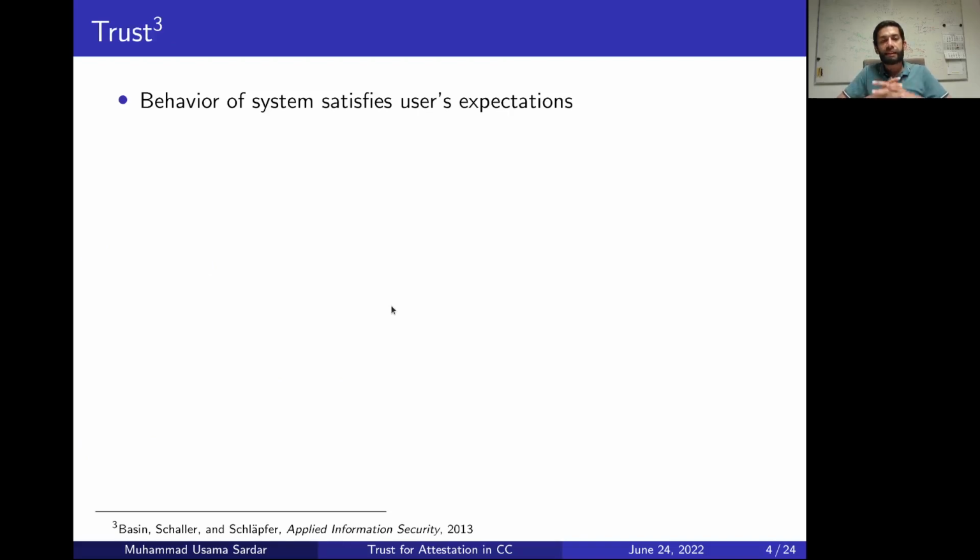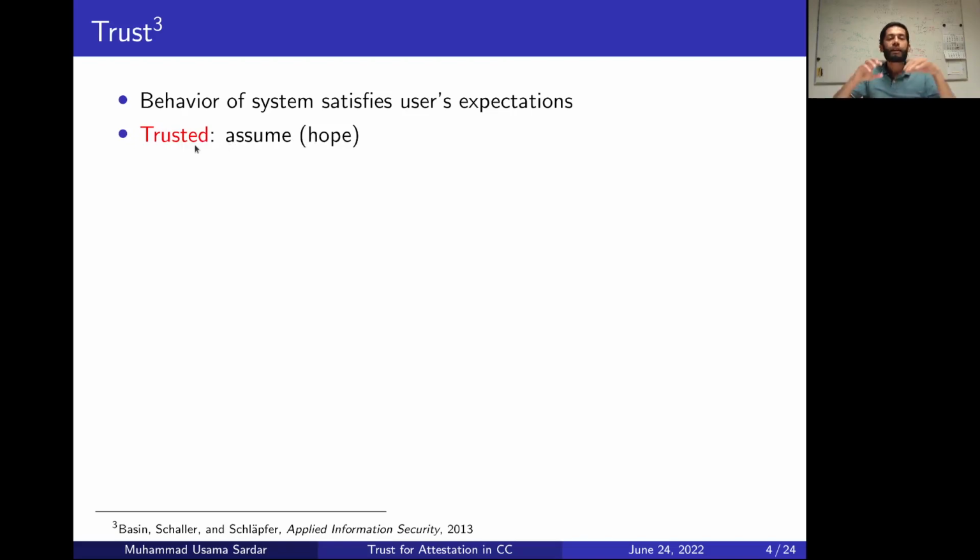So trust, as I said, has multiple, even contradicting meanings. And the one I use is as follows: the user of any system has some specific expectations of the behavior of the system. And what we want is that the behavior of the system should satisfy the user's expectations.